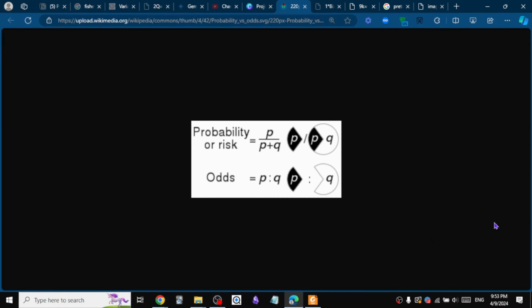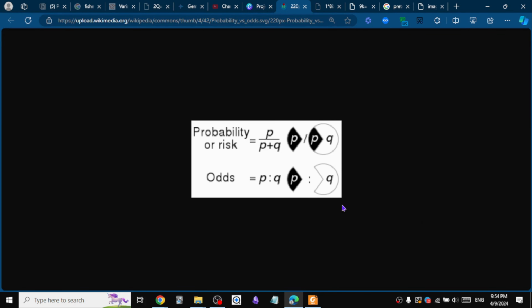The probability of p plus the probability of q is always going to equal 1, so the total probabilities always equal 1, but odds may or may not equal 1. They can be greater or lesser than 1, or equal to 1, indicating that it's just 50-50. So odds are ratios between parts, and probability is the proportion of the part divided by the whole.